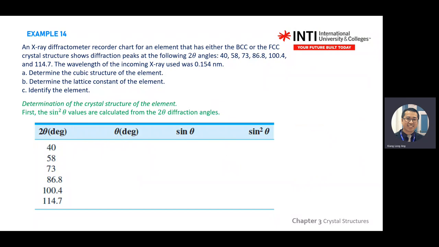And example 14 is an example of an experiment. If you have that machine, do you have an X-ray machine? Then this is the template they use. For example, in the experiment you collect feedback at 40 degrees, 48 degrees, and so on, and then you have a wavelength. You determine the cubic structure, lattice, and identify the element. So usually this kind of question will come up in the lab session, lab report, or long essay assignment. But for our module, I don't ask you to do all these things. But at least you know there's a way of finding the information.